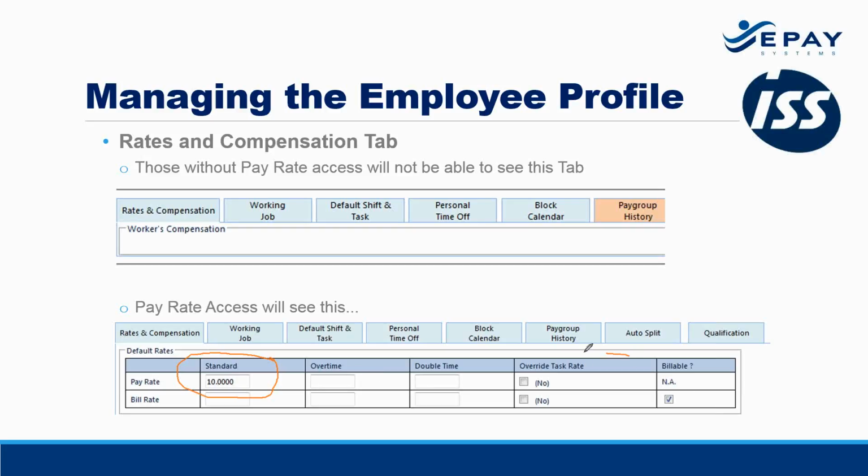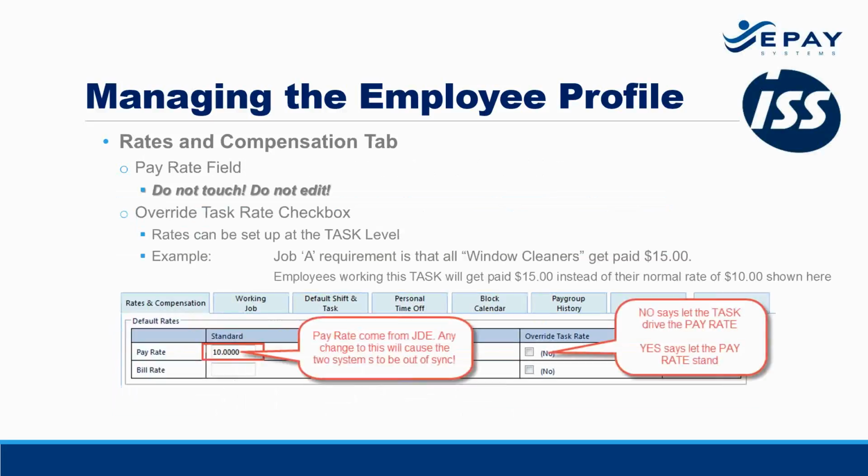Now, with that, there is a field called override task that I just want to bring to your attention. Everyone on this phone call has access to edit this checkbox as needed. However, I would urge you not to touch it unless you really know what you're doing. But bottom line, this tab, what it does, I want to point out two things before I talk about the override rate. The pay rate field comes from JDE. We want it to be in sync with JDE. So in other words, don't touch that rate. That rate can cause some havoc.